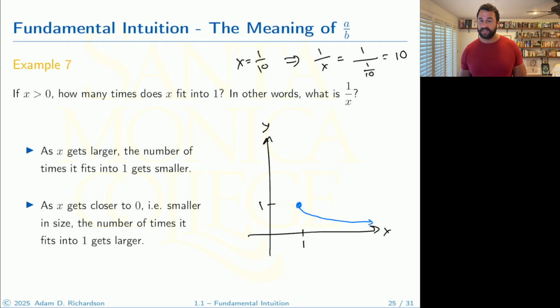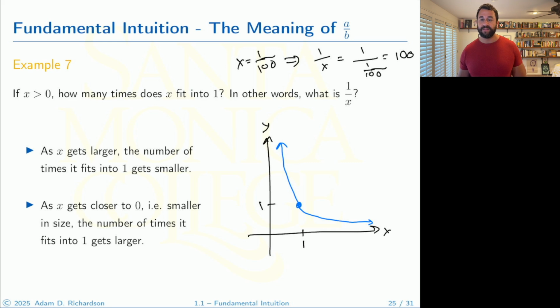Okay. So as x is getting smaller in size, the number of times we can fit it into one is getting larger, right? Let's do 1 over 100. x equals 1 over 100. So 1 over x equals 1 over 1/100. Okay, but then that's going to be 100 because I can fit 1/100 into one 100 times. So 1 over 1/100 is 100. And here we go. As x is getting smaller and smaller, we can fit more and more of them into one. So it's going to increase as x gets smaller.